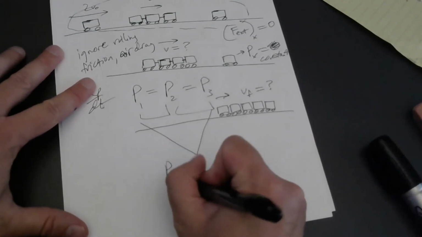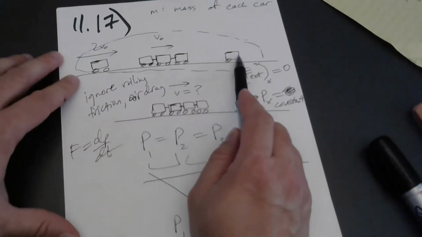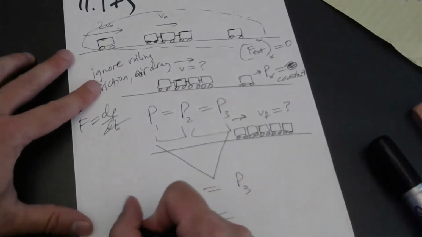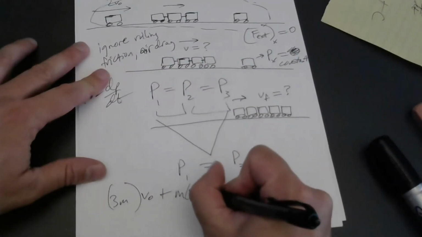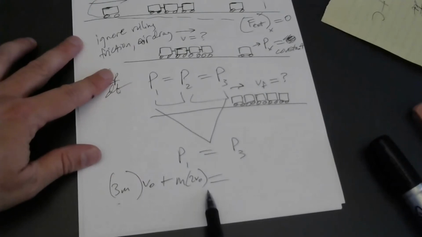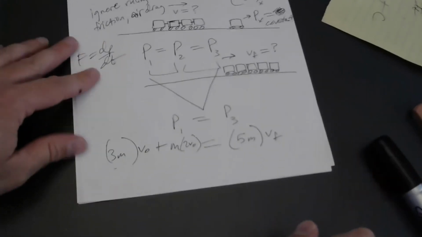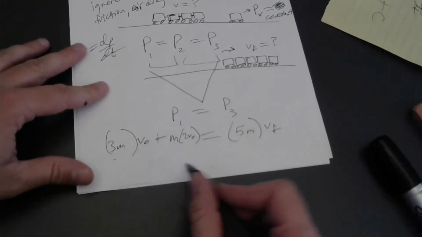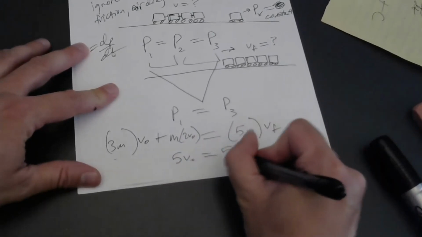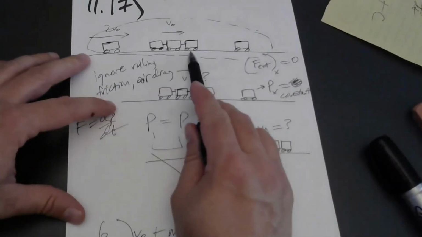So the total momentum at time 1 needs to equal the total momentum at time 3. Well, what do we have in the beginning? This car's momentum is 0. The total mass here would be 3m, 3 cars moving at speed v0, plus a single car, that's mass m, moving at speed 2v0. All right, so there's the two separate momentum contributions. At the end, all 5 of them are stuck together. That's a mass of 5m moving at some unknown speed vf. And look how trivial this problem is now. The m's divide out. We've got 3v0 plus 2v0, that's 5v0 equals 5vf. Evidently, the final speed is the same as the original speed shared by these 3.